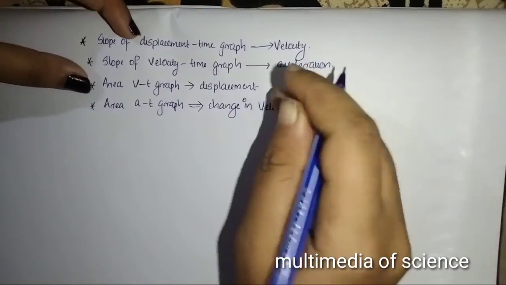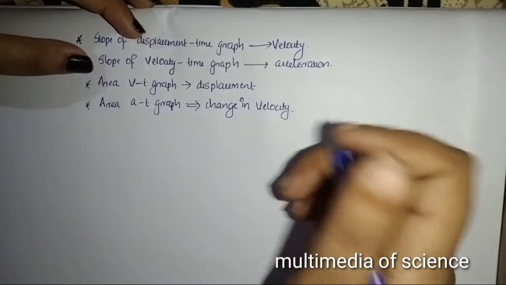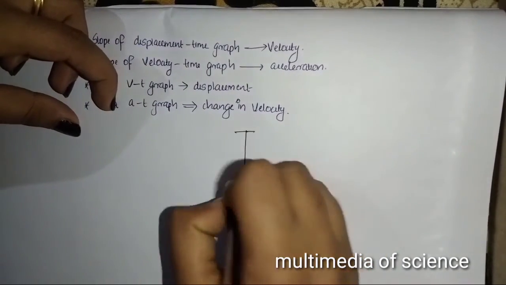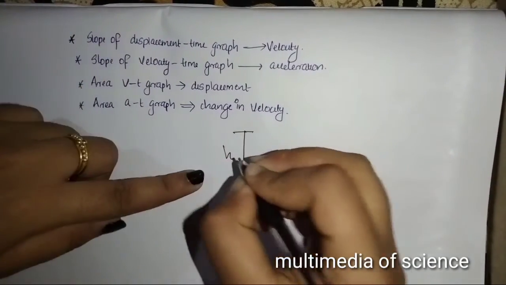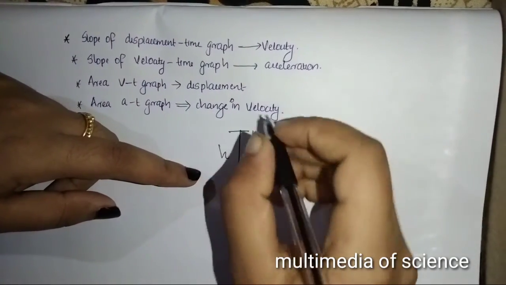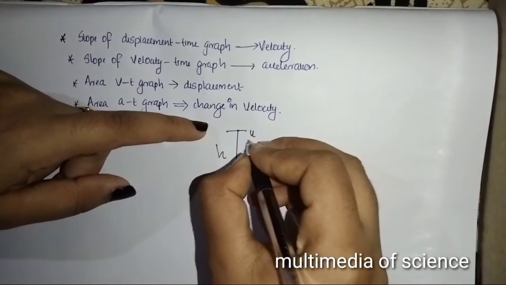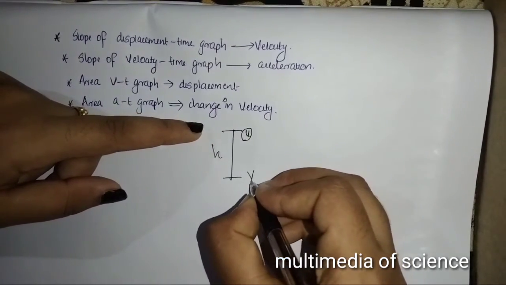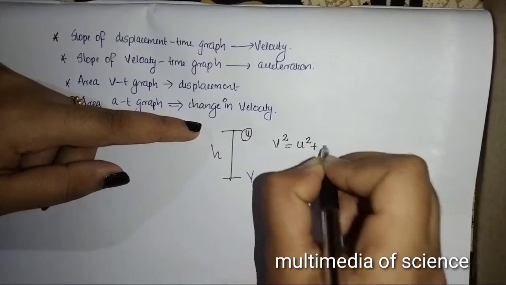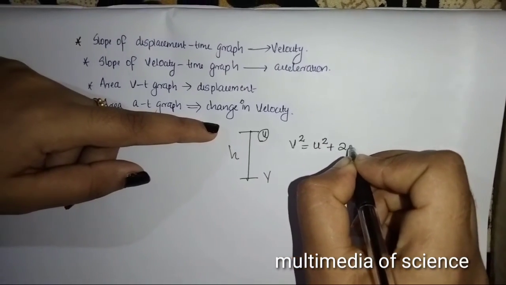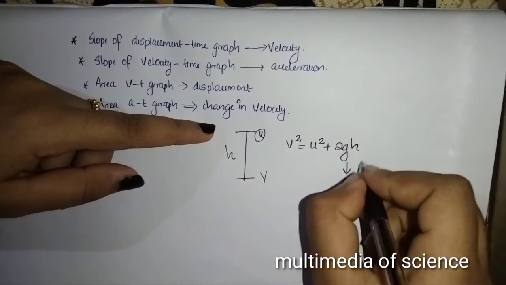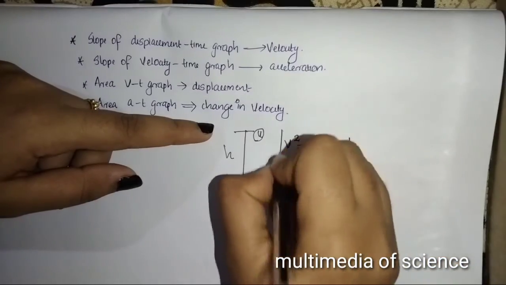One more point: v square is equal to u square plus 2as. I have already discussed that equation. If h is the vertical height fallen for any throw with the velocity u, then the velocity at the bottom may be found using this equation, v square is equal to u square plus 2as. Here 2gh, a is replaced by g and s is replaced by h.